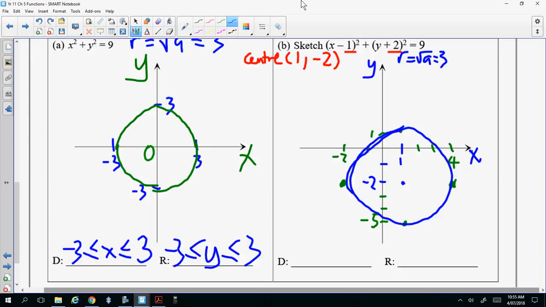What's the domain? Domain will be x between -2 and 4. Good. Good. And then Katie, what's the range? Yep. I think the other way around. Smaller than or equal to 1, the bigger one, and bigger than -5. Okay, good. Got the domain and range.